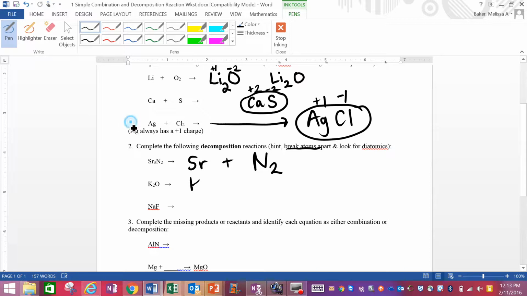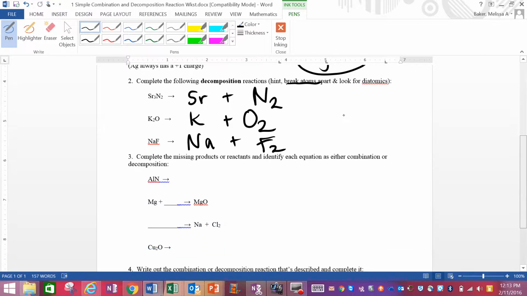Okay, next one, we ignore the subscripts. So it's just K plus O, and O is one of the special 7, so it gets a 2. It can't be alone. NaF. Na plus F, break them apart, and F is in Hofbrinkel, so it also gets a 2.